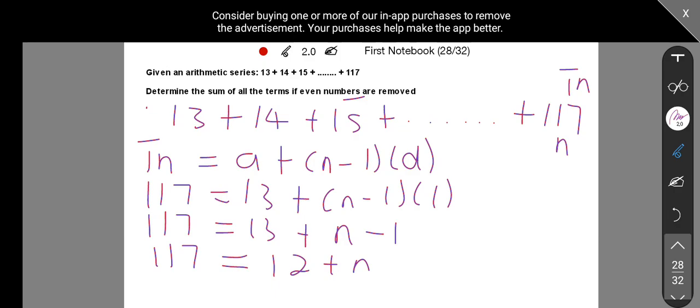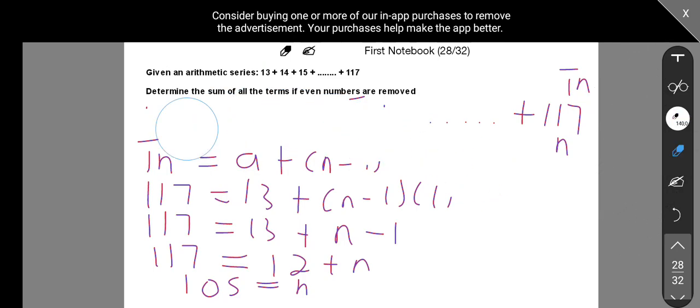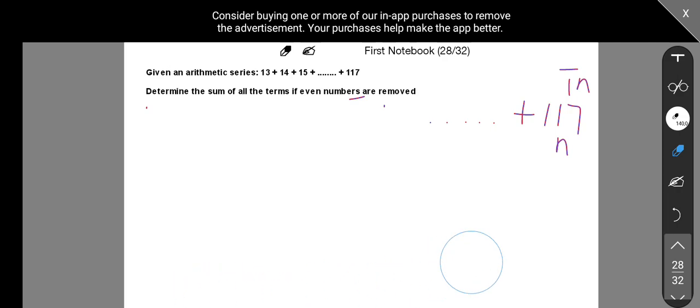So we can add the like terms. We take the 12 to the left side and it becomes minus 12, and we have 117 minus 12, which gives us 105. So 105 is equal to n. This tells us that there are 105 terms in this series. So we say that n is equal to 105. This is the n, the number of terms in the series.